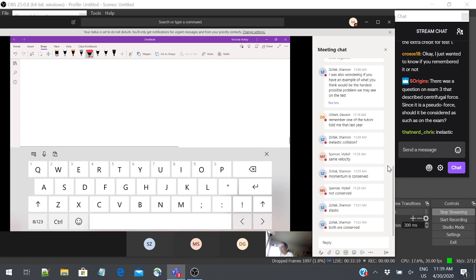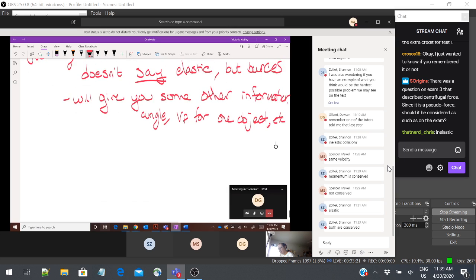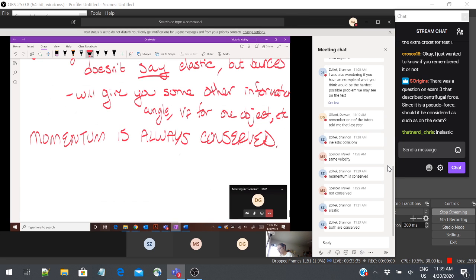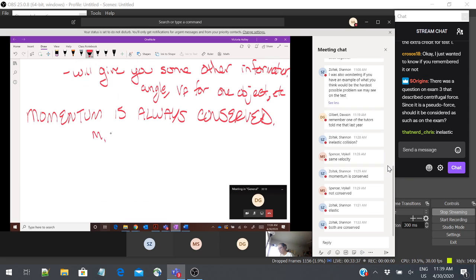And then you know that momentum is always conserved. So you can do your M1V1 problem. Even if you don't know if it's elastic or not, you can always do this. You might not be able to do the kinetic energy one, but you can always do this one. Okay.